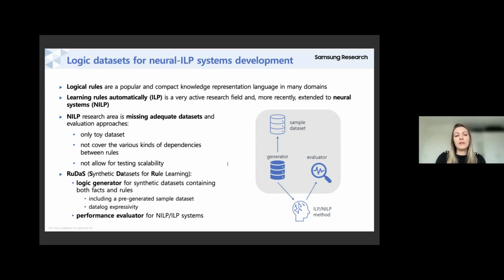So what we propose is a tool that is composed of two parts. The first part is a generator, so we can generate synthetic data sets of different types. The second part is an evaluator that has different evaluation metrics, both machine learning inspired and logic inspired. Moreover, along with our tool, we provide sample data sets that we pre-generated. So now we are able to test ILP or neural ILP methods more extensively.